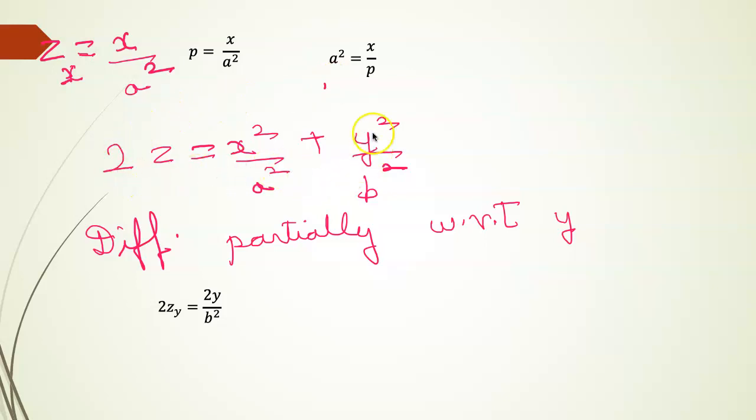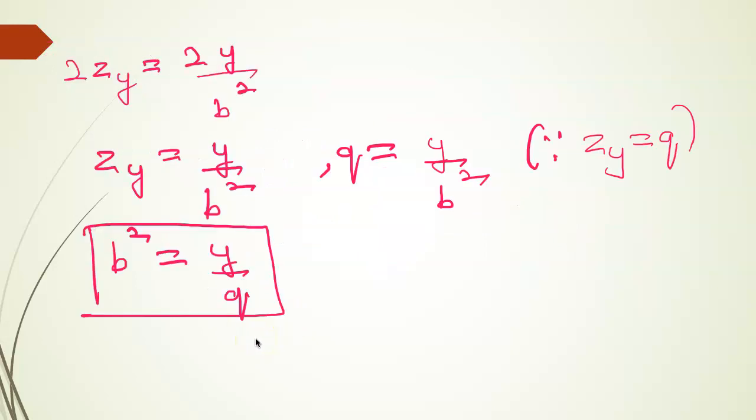Now the equation is 2z is x squared by a squared plus y squared by b squared. Differentiate partially with respect to y. So I get 2z_y is 2y by b squared, or z_y is y by b squared, or q is y by b squared, because z_y is q. So b squared is y by q.